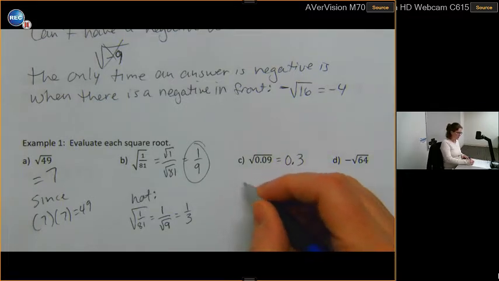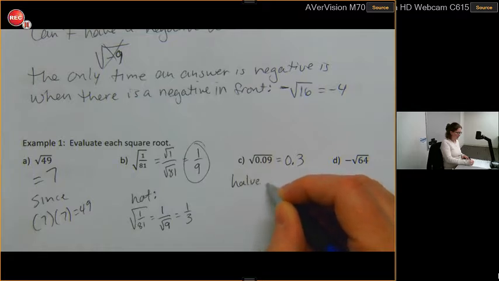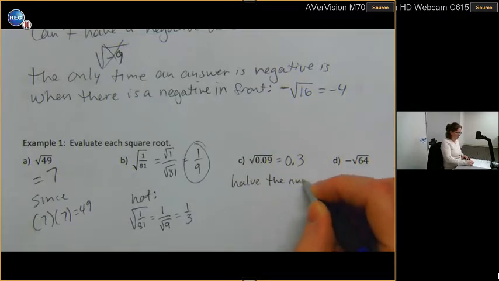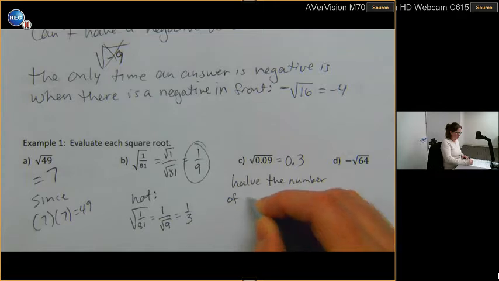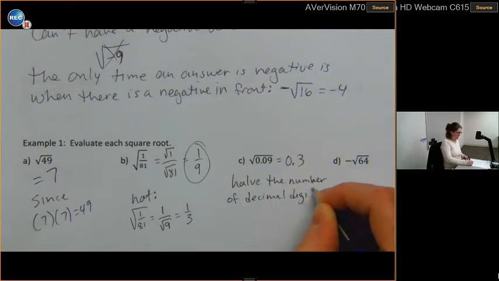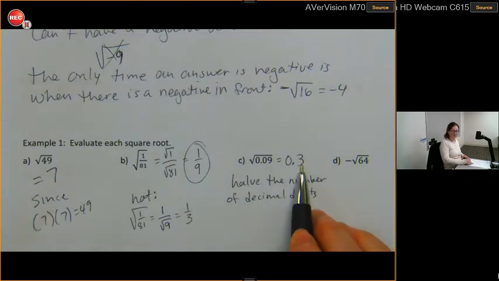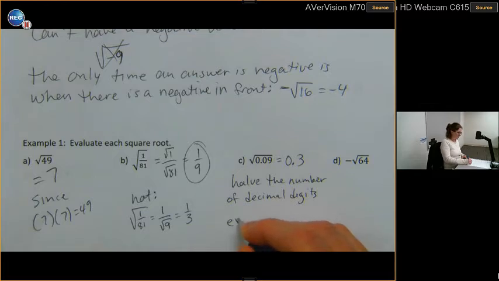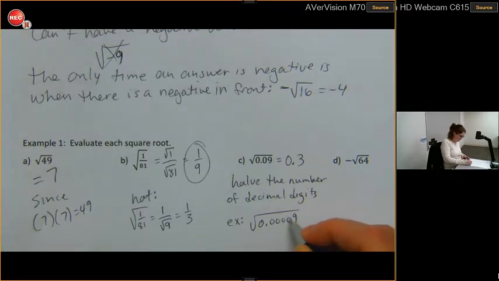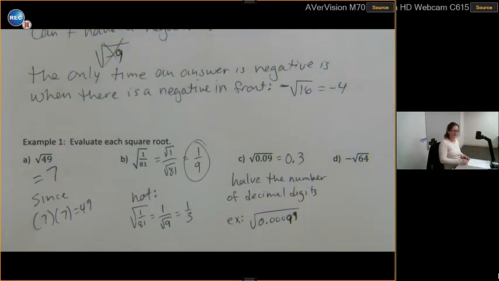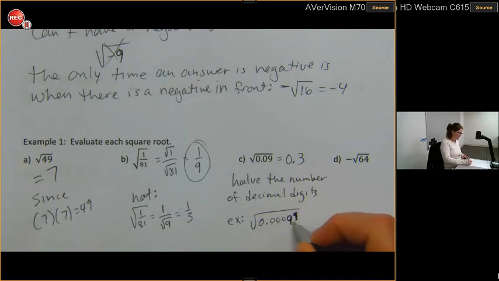When you have a decimal, the answer has half the number of decimal digits. So what I mean by that is there are 2 digits behind the decimal point, so our answer only has 1 digit behind the decimal point. If we had 4 digits behind the decimal point, 1, 2, 3, 4, our answer will have 2 digits behind the decimal point.